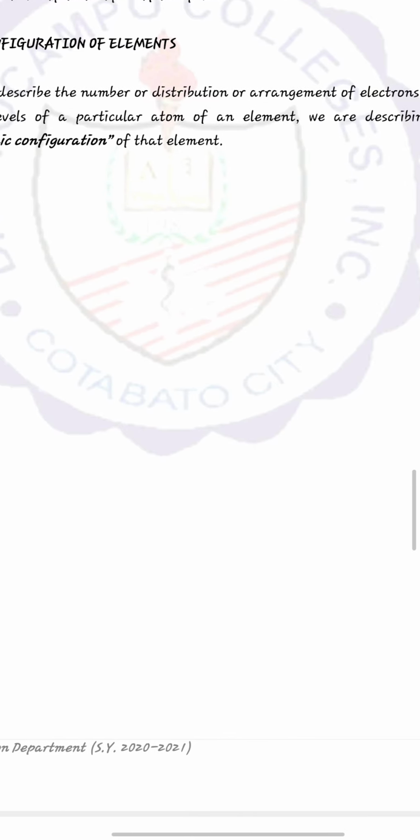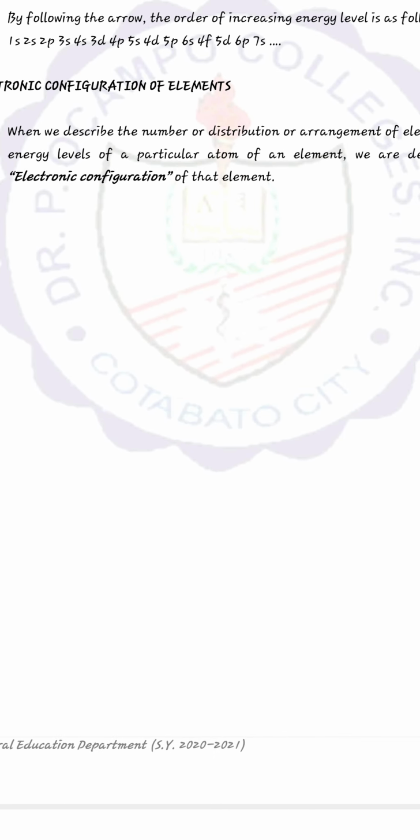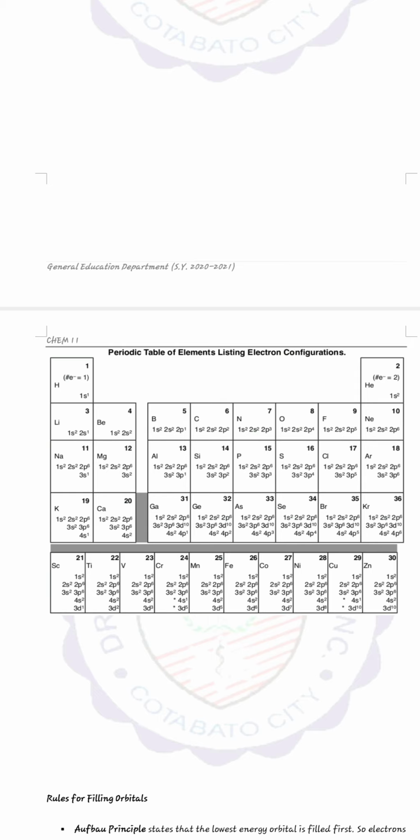And so let's have an example. This is the summarization, where I made a summarized electronic configuration of each element. By looking at this periodic table, you can get the proper electronic configuration of each element. So saan ba natin makukuha ang electronic configuration of each element? Of course, by its atomic number. So we will be getting the electronic configuration by the atomic number of an element.